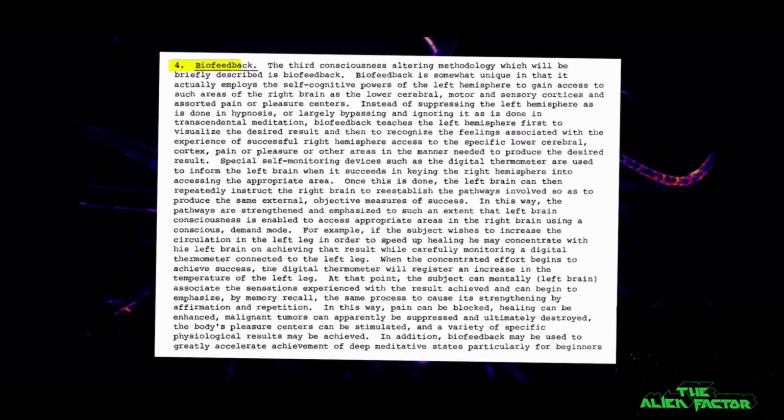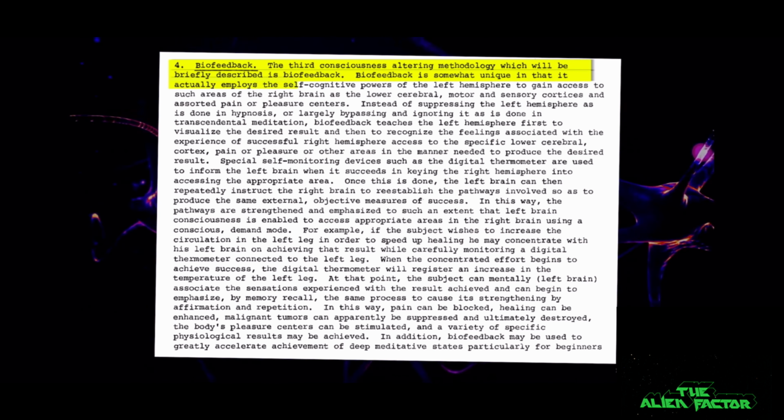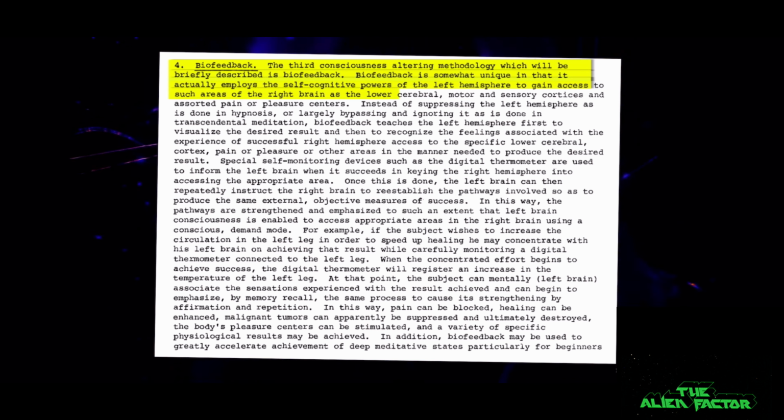The third consciousness-altering methodology, which will be briefly described, is biofeedback. Biofeedback is somewhat unique in that it actually employs the self-cognitive powers of the left hemisphere to gain access to such areas of the right brain as the lower cerebral, motor, and sensory cortices and assorted pain or pleasure centers.